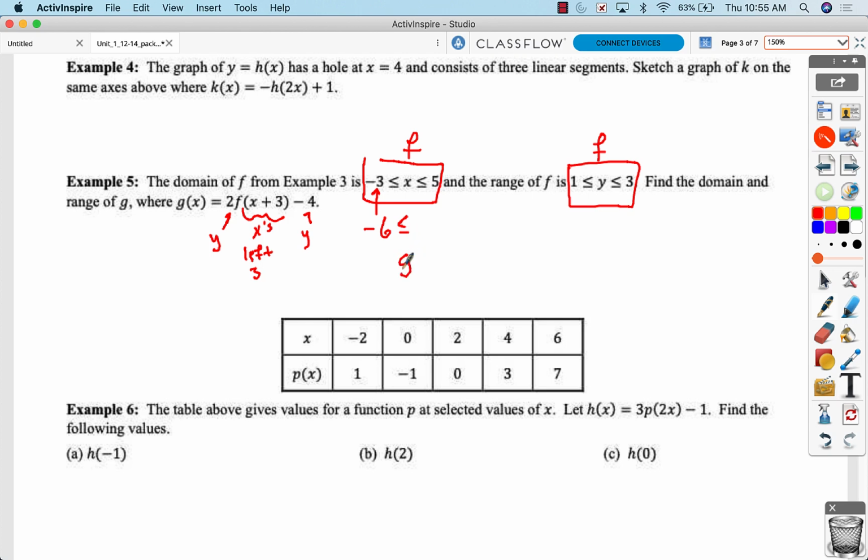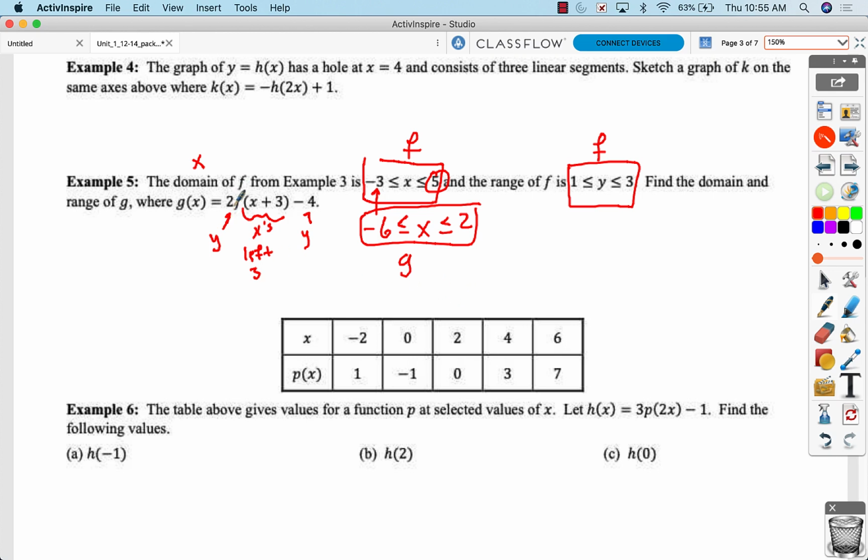Now I'm doing G. Okay, this is an x. This is the domain. The domain are the x's. What do I need to do with that? -3. It's literally it. 5 minus 3 is 2, so that's your answer.